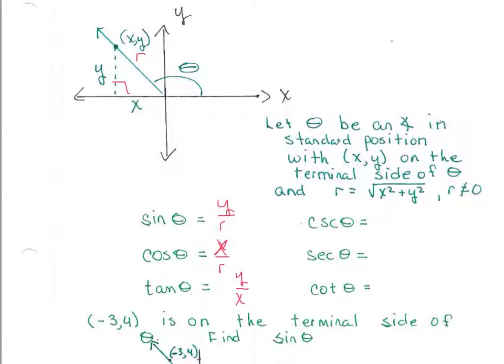When we look at reference angles in a few minutes, you'll see why it's y and x. So if we know the sine, the cosine, and the tangent, then it's easy to find the cosecant, the secant, and the cotangent, because these are reciprocals. So cosecant is r over y, the secant is r over x, and the cotangent is x over y.